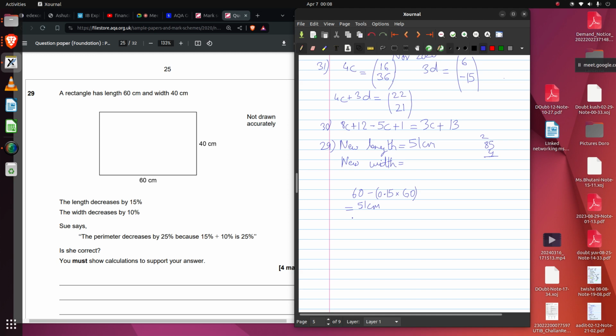Yeah. Now, what is the new width? How to find out? You can do the same thing. So, what will you do? Tell me. 40 minus 0.1 times 40. So 36. So, this is the new width.